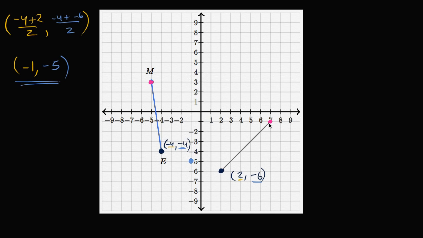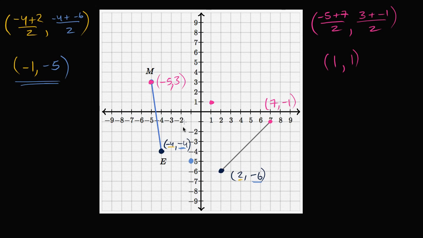So now let's find the midpoint between M and this point right over here. The coordinates of M are x is -5 and y is equal to 3. The coordinates here are x is equal to 7, and y is equal to -1. So the x coordinate of the midpoint is going to be the average of the x's, -5 plus 7 over 2. And the y coordinate of the midpoint is going to be the average of the y coordinates, 3 plus -1 over 2. -5 plus 7 is 2, over 2 is 1. 3 plus -1 is 2, over 2 is 1. So the point (1, 1) is the midpoint between these two.